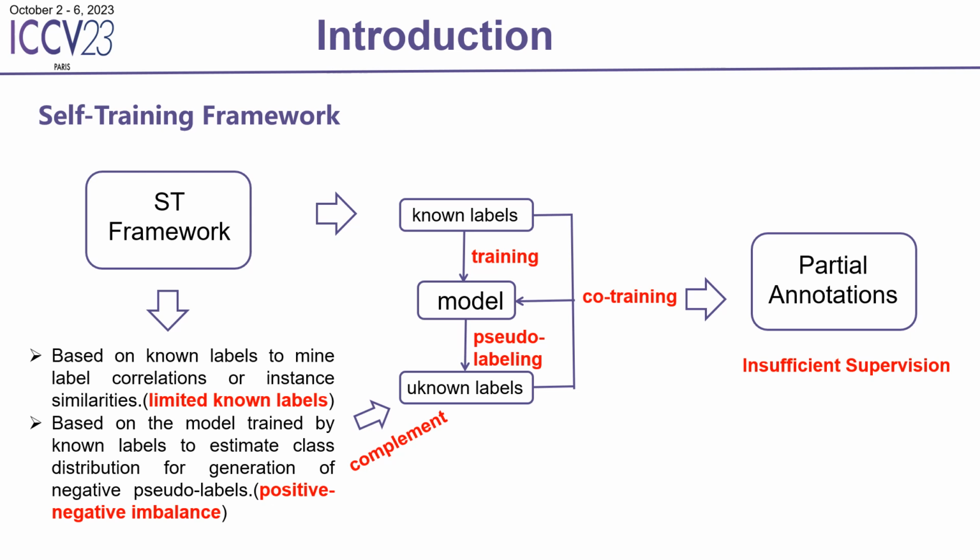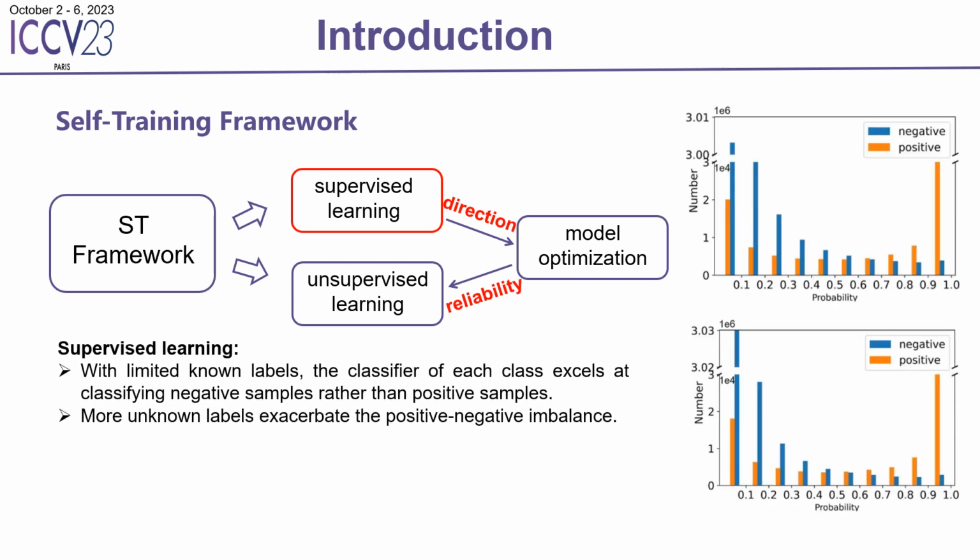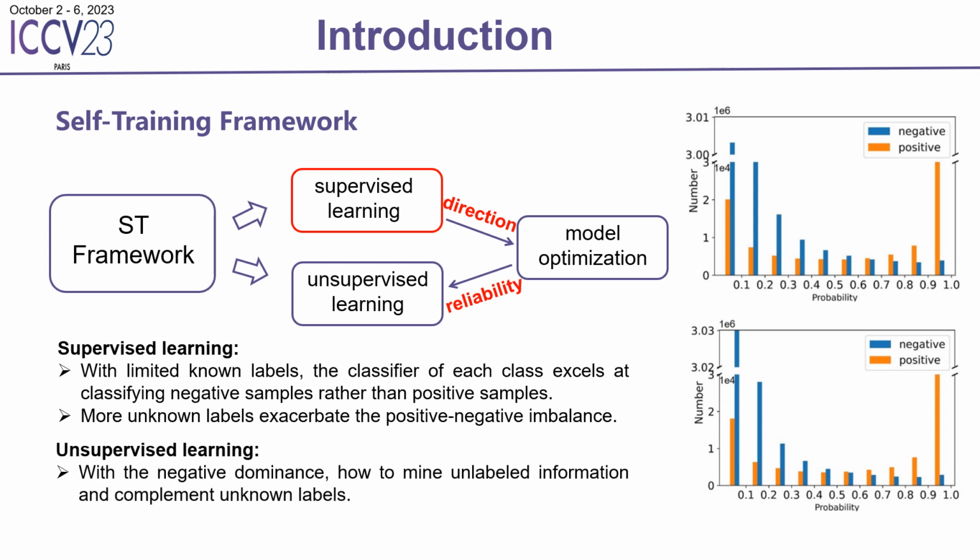With a low proportion of known labels, the number of positive labels is scarce, which brings challenges to the learning of the ST framework. Supervised learning determines the direction of model optimization and affects the reliability of the generated pseudo-labels, further affecting unsupervised learning. The known labels of each image in the training set contain fewer positive labels and more negative labels, thus the classifier of each class excels at classifying negative samples rather than positive samples. Meanwhile, more unknown labels exacerbate the positive-negative imbalance. It is also worth thinking about how to complement unknown labels under negative dominance.